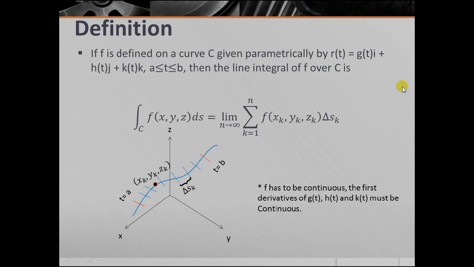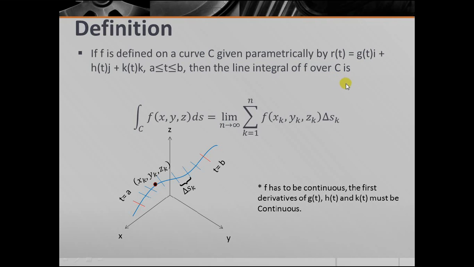Suppose that we wish to integrate over the curve C which lies within the domain of some function, say f(x,y,z), which is parameterized by r(t) equal to g(t)i plus h(t)j plus k(t)k, where t values range from a to b. We're going to integrate this composite function f(g(t), h(t), k(t)) with respect to arc length from t equal to a to t equal to b.